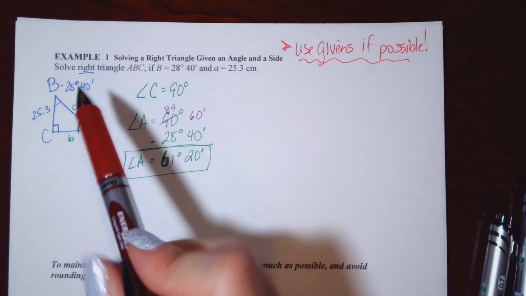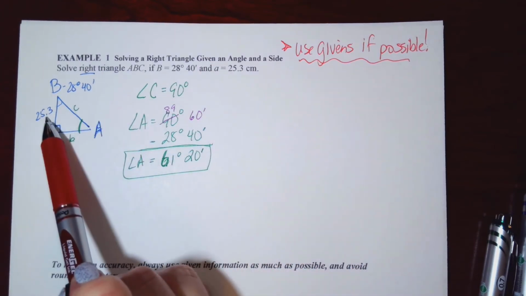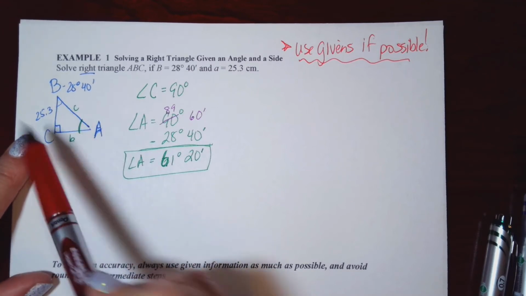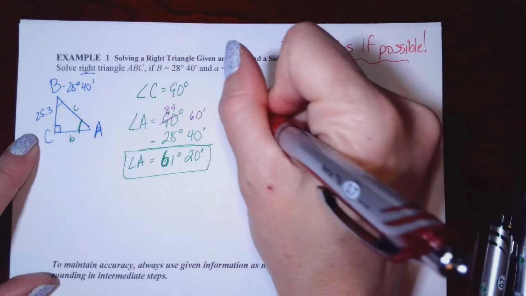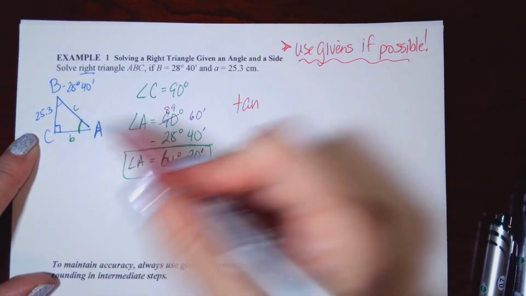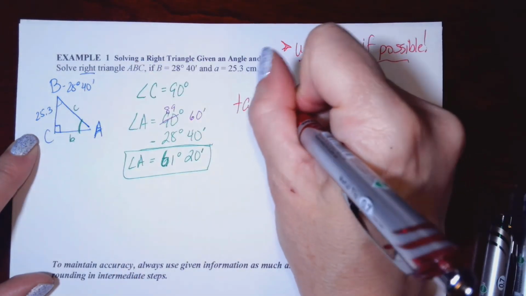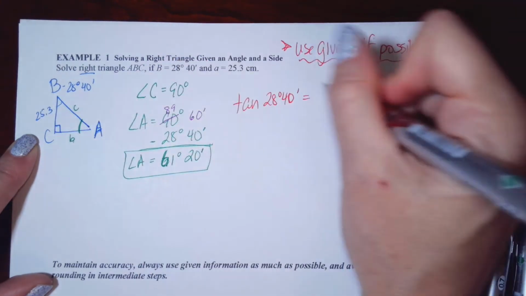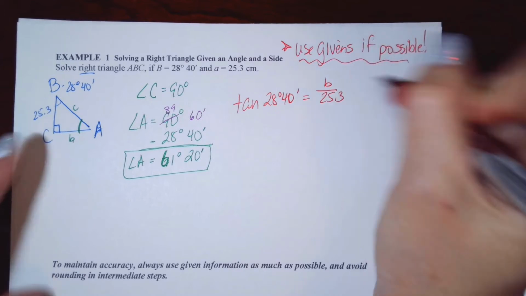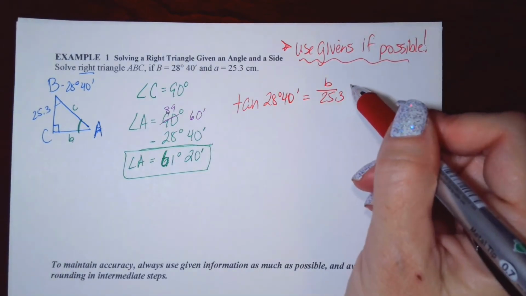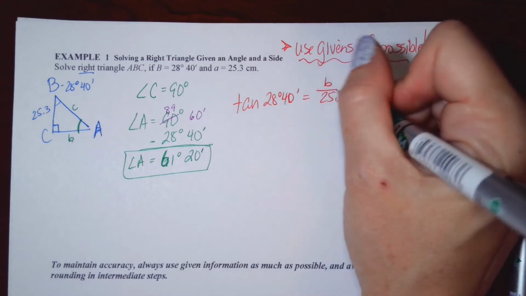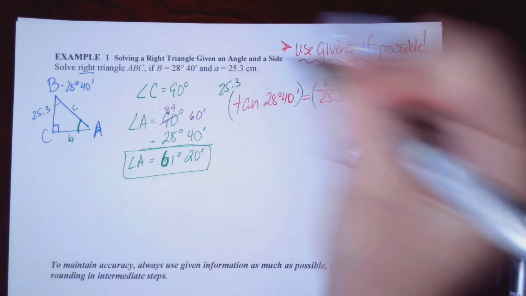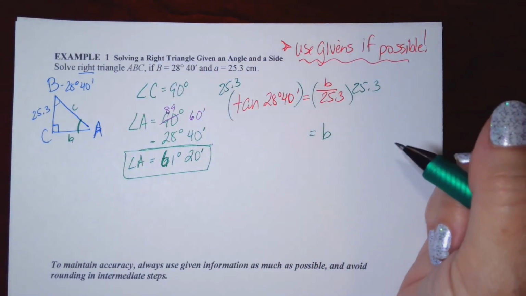What am I given? I'm given this angle and I'm given this side. I need to find both of these. This side is adjacent to angle B. So let's start with tangent. We need to find two sides, B and C. If we start with tangent of angle B, tangent of 28 degrees 40 minutes, tangent is opposite over adjacent. So I can say that is equal to B over 25.3 centimeters. And then I can solve for B. I'm going to solve for B by just multiplying both sides by that denominator, 25.3. And that's going to give me my length for side B.